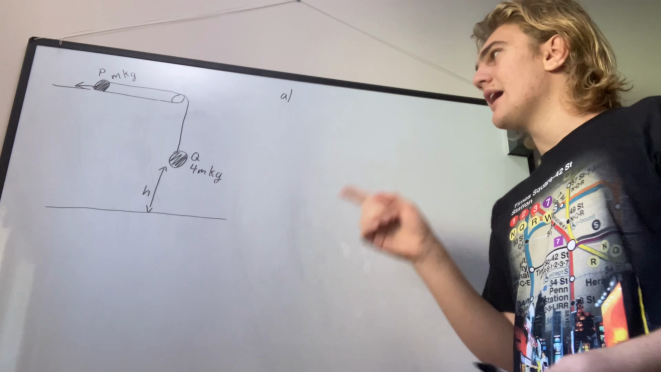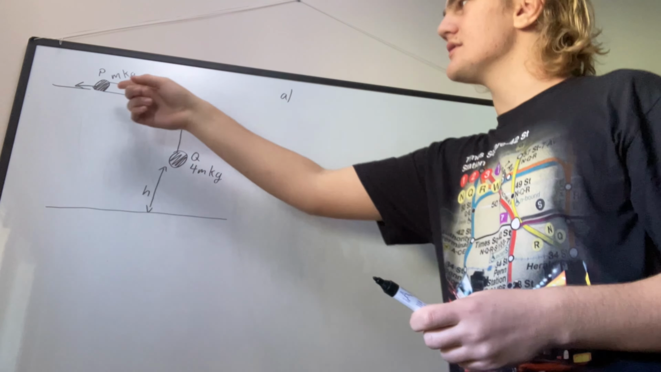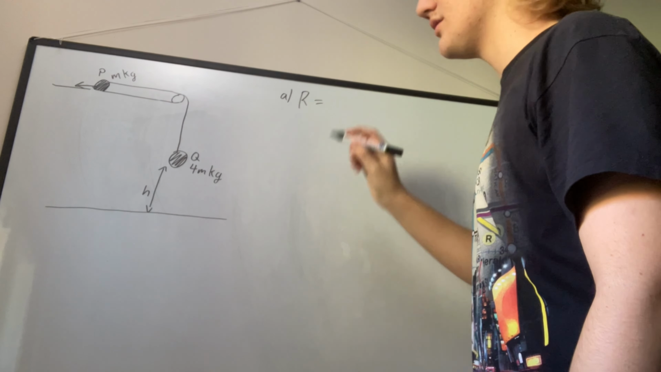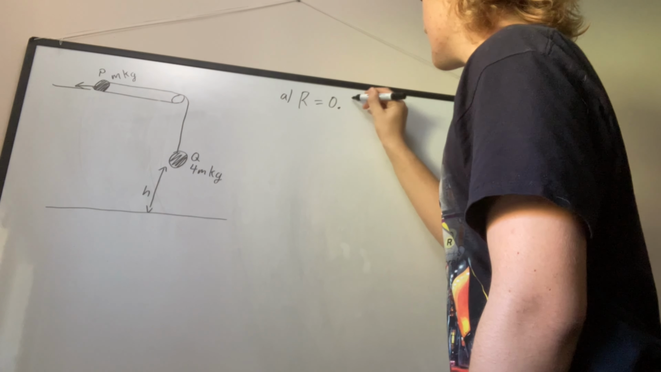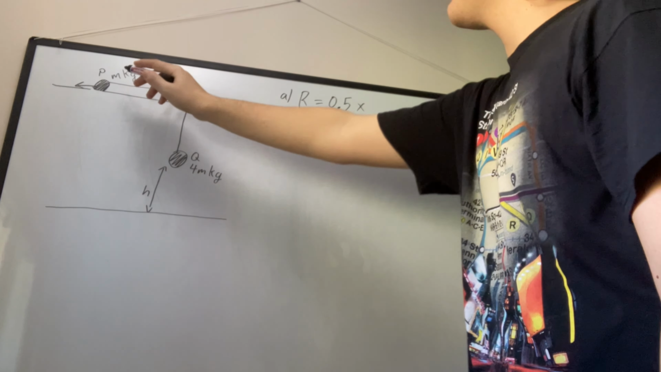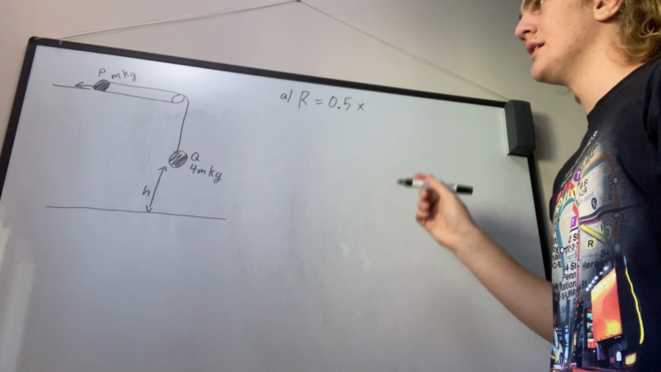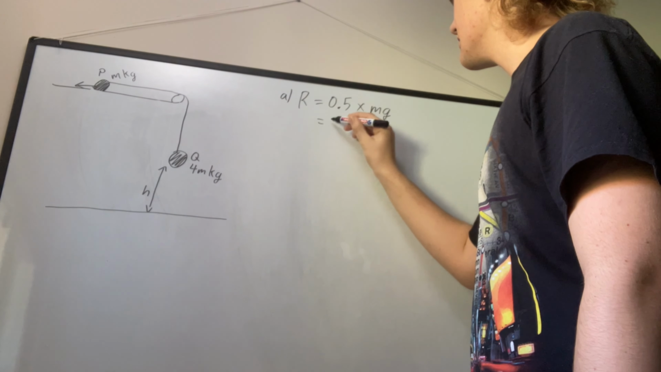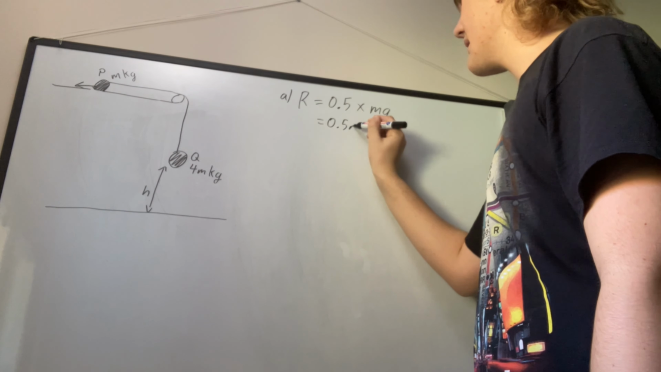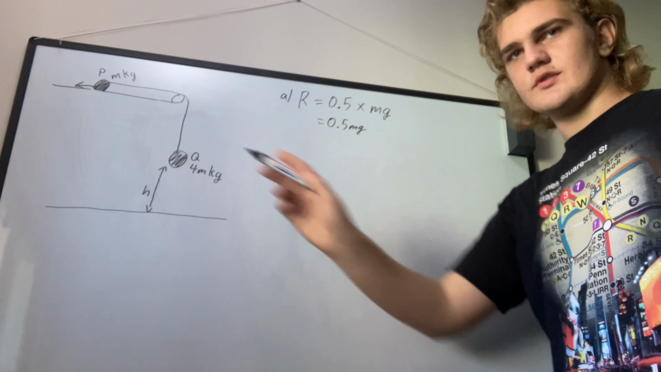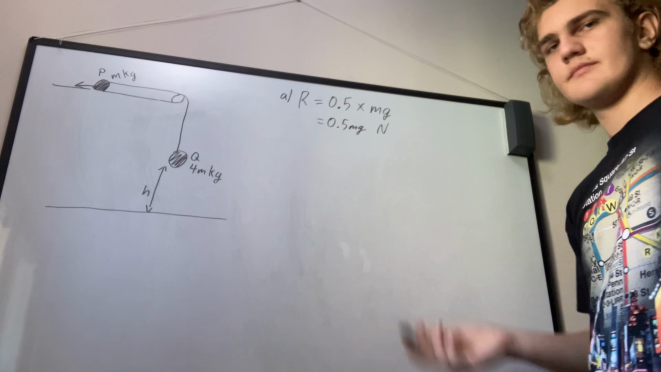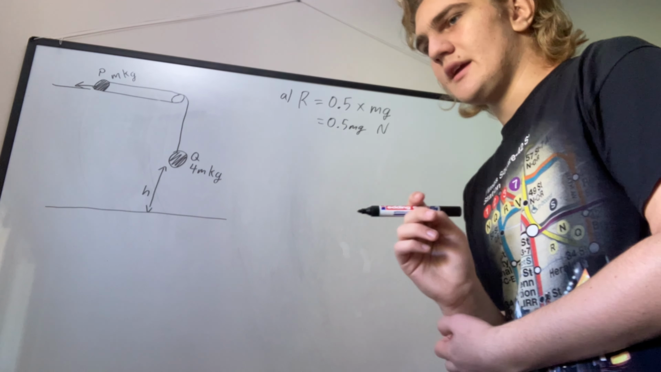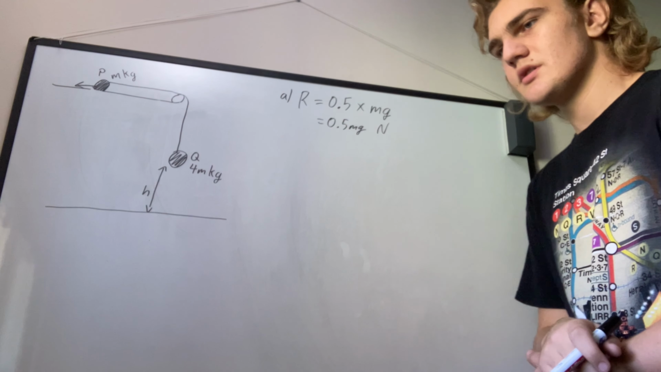So that's part A. And to do part A, you need to know the resistance on P. So we can find the resistance by doing the coefficient of friction, which they told us was 0.5, times the weight of P, which is its mass, m, times g. So that is 0.5mg. And that is the frictional force. That's how much it is, in newtons. That's all.